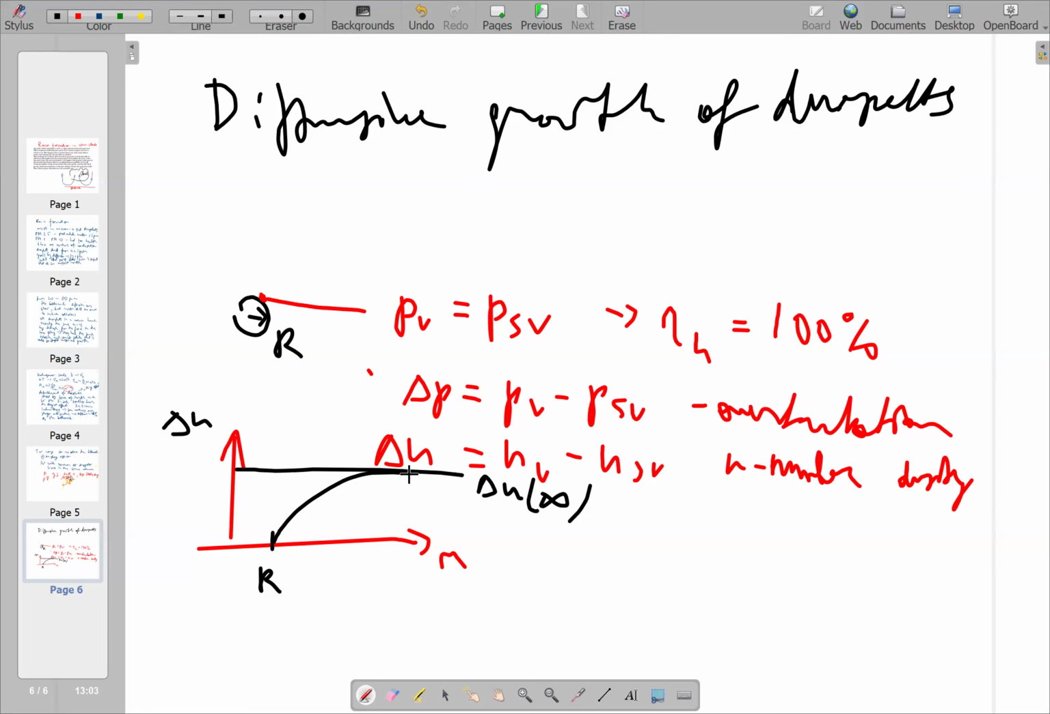Now, what is the shape here? Can anyone tell me? Any idea what it might be as a function? How the oversaturation in the air around the droplet depends on distance from the center of the droplet. At the surface of the droplet, oversaturation is 0. At very large distances, it's a certain delta N, which is the oversaturation of these air parcels here and now. I can tell you what delta N at infinity is. That's just given. It depends on P_V and then P_SV, so this is just some number. But what is the shape of the curve?